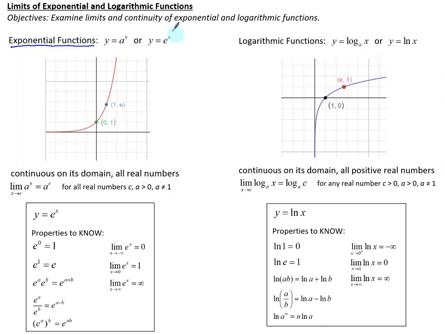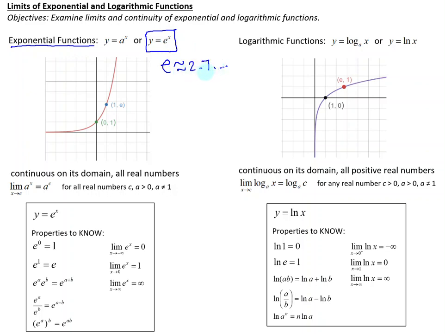Now, most of the time, we are going to be dealing with the natural exponential function, y equals the number e raised to the x. It is extremely important that we know how the graph of y equals e to the x looks. Now, this is y equals e to the positive x, exponential growth.